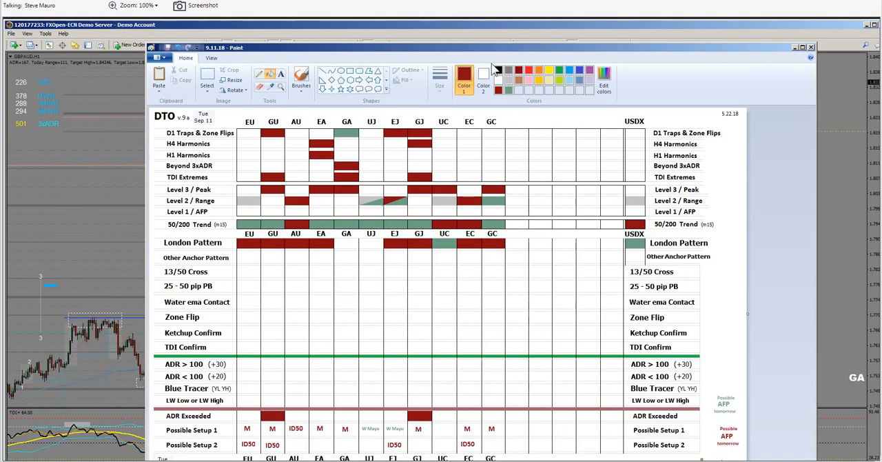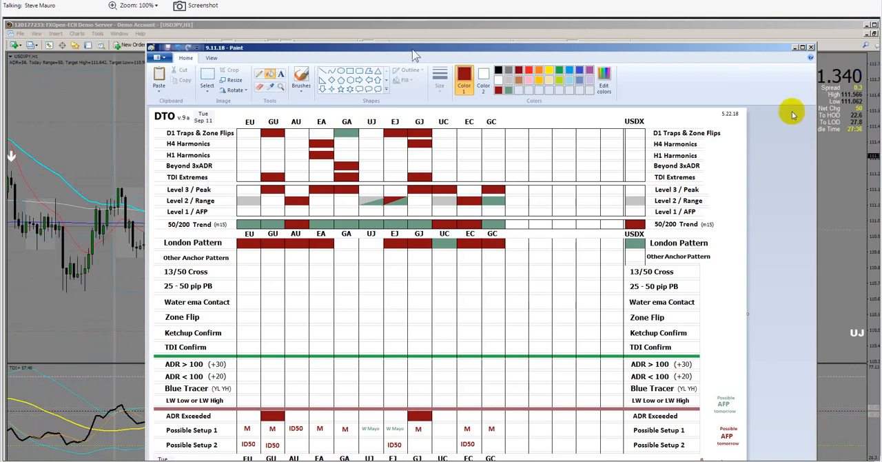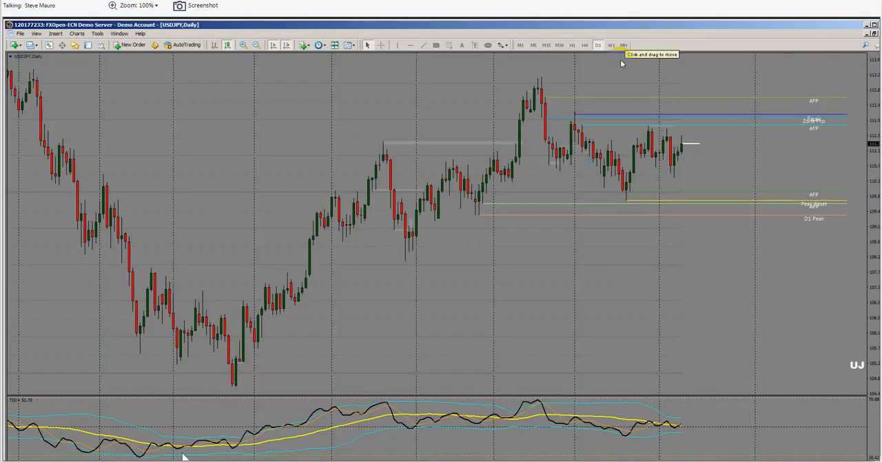All right, W off the male, possible in the UJ. UJ is either ranging or level 2 long, one of the two. 5,200 is pointed up, but there's really nothing extreme on the higher time frame for us to grab onto in this pair, as you'll see. You can see it's just chopping sideways. This is a daily chart. Take it down to a 4-hour.